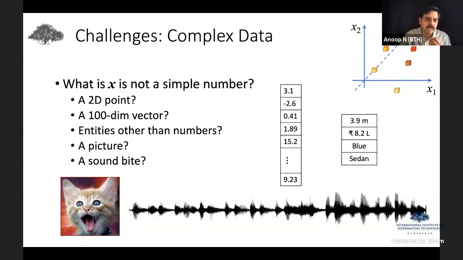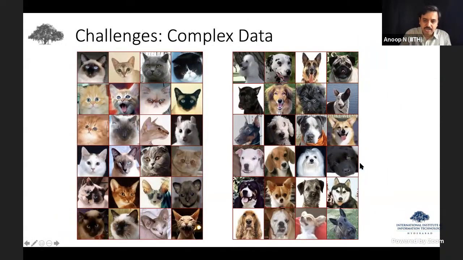But the moment it goes to anything other than D-dimensional vectors of numbers, like pictures, sound, and stuff like that, we can't do anything now. It's beyond our ability. So how do we deal with it? That's the question. So let's just look at how we deal with it.